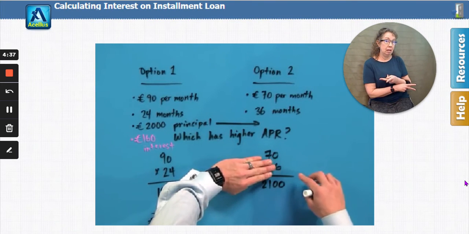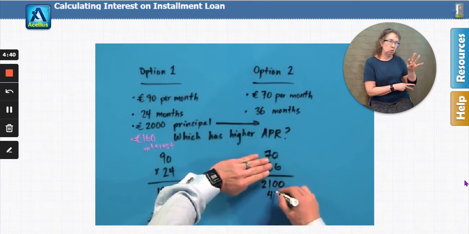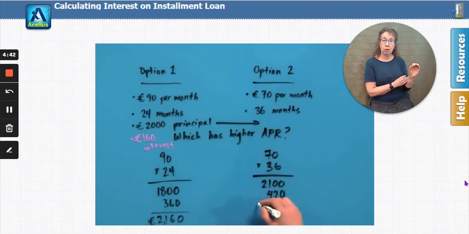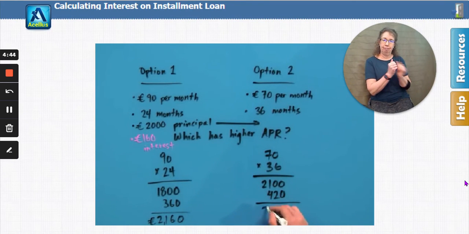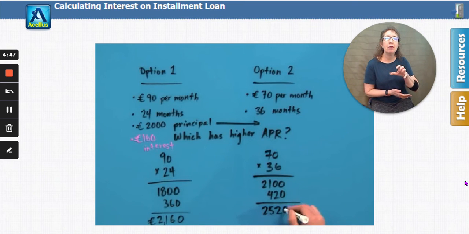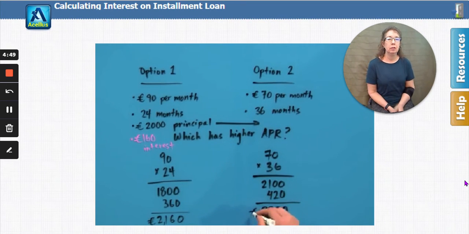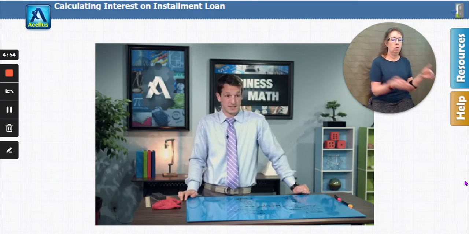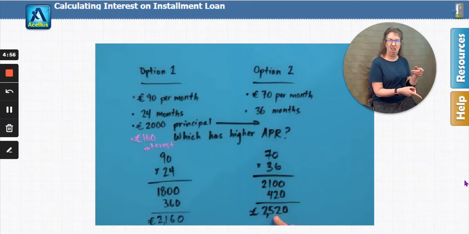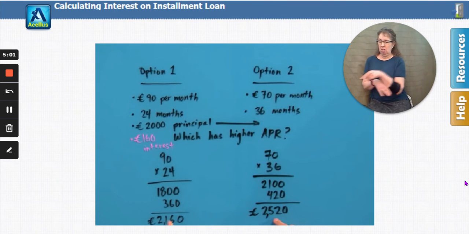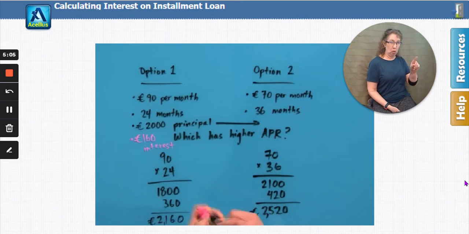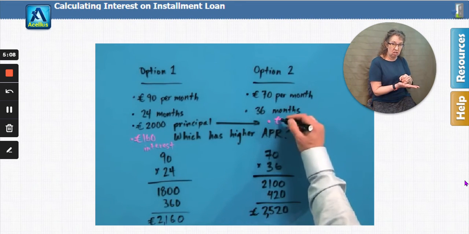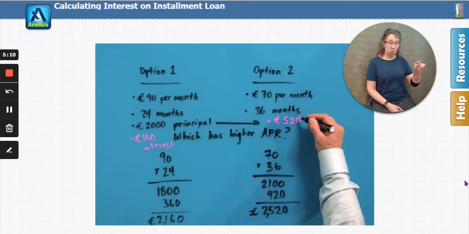6 times 70. 6 times 7 is 42. And then with a 0 after it makes 420. Now we can add 2,520 euros. And that makes us very sick. Look at this. Ugh. So much higher. This one we paid 160 euros in interest over here. This one we paid 520 euros in interest.